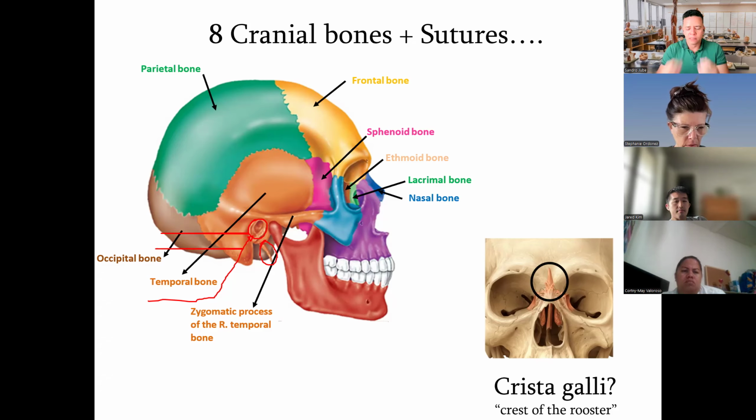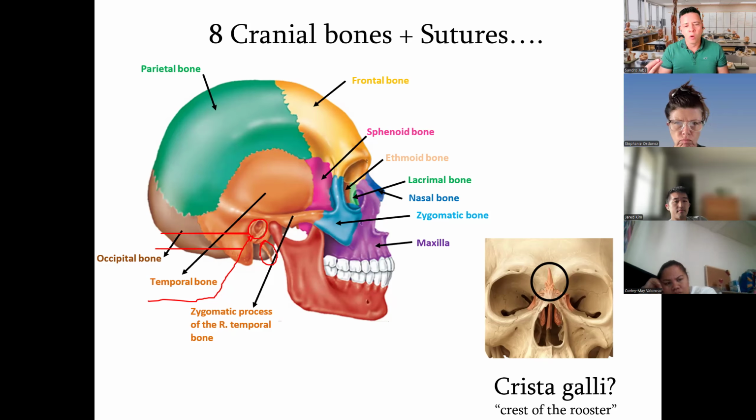Holding up our upper teeth, we're going to find the maxilla, and the maxilla is also bilateral, just like the zygomatic bone is bilateral. Now, talking about the zygomatic once again, don't confuse the zygomatic bone with the zygomatic process of the temporal. Two different things. One is a bone on its own, the zygomatic bone. The other one is a marking of the temporal.